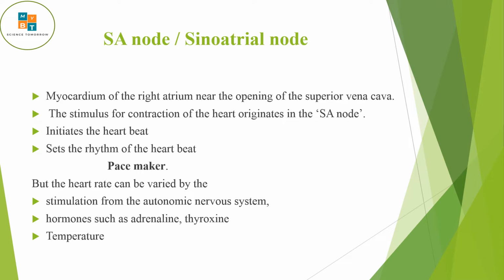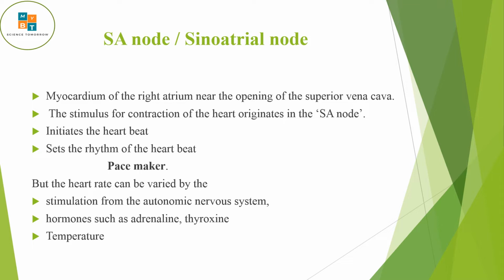This is the origin of the impulse. So impulses are originating in the SA node. Basically, that is the main place where the impulse starts, the intrinsic activity of the heart, and that will initiate the heartbeat. And the SA node sets the rhythm of the heartbeat. So you have a definitive rhythm for the heartbeat, and because it is initiating the heartbeat and keeping the rhythm, we call it a pacemaker. So the pacemaker of the heart is the SA node.